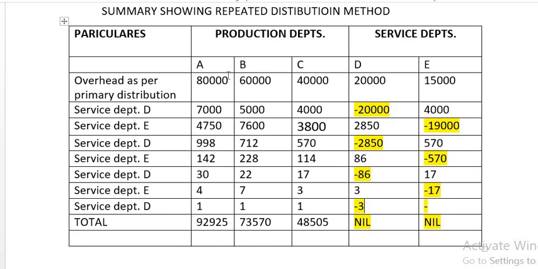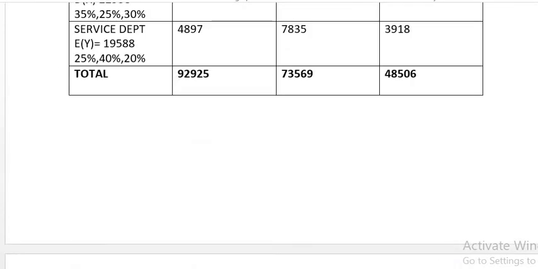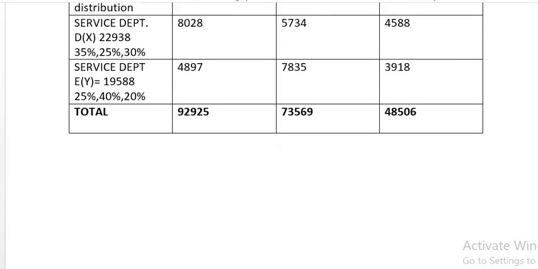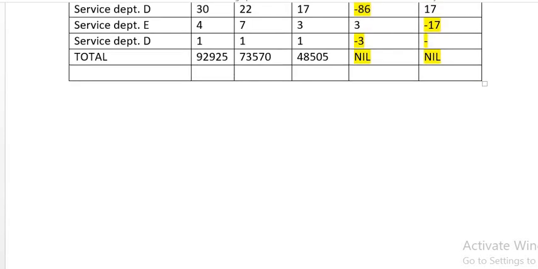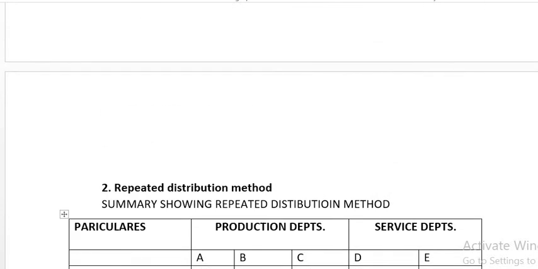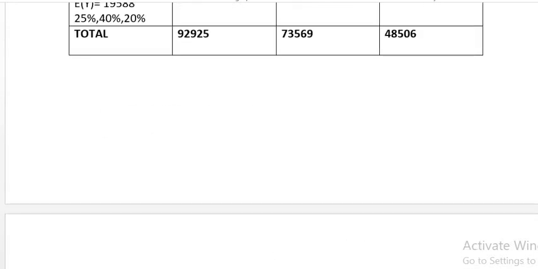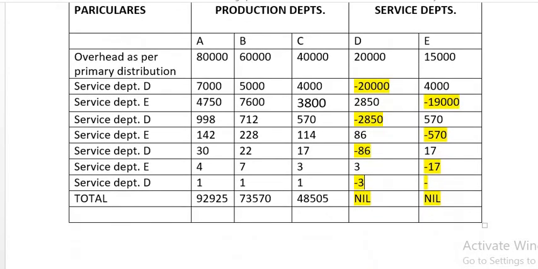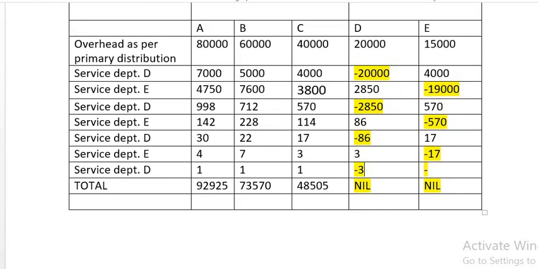Now we have the totals for production departments A, B and C: A 92,925, B 73,570 and C 48,501. I think the output is almost the same for the simultaneous equation method and the repeated distribution method. See that 92,925 here is the same 92,925, then 73,569 and 48,506 here are nearly the same as 73,570 and 48,505. Is it clear?